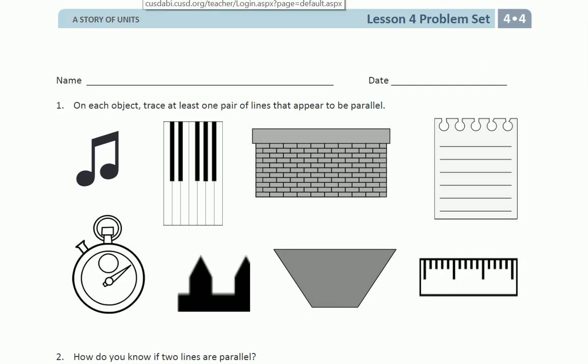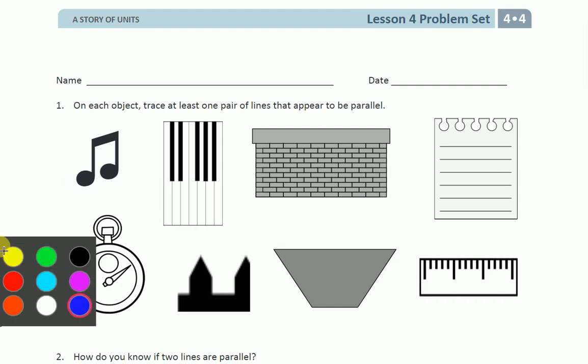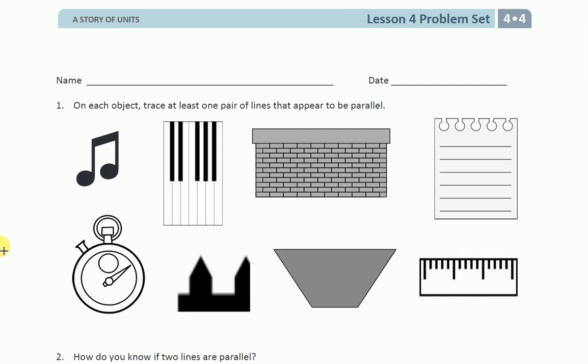Okay, and number one, what we're doing is we're going to trace at least one pair of parallel lines. So let's go ahead and do that. If we look at the note symbol here, we can take a line and draw that on one of these sides of the note, do another line on the other side of the note, and looky there, you have parallel lines.